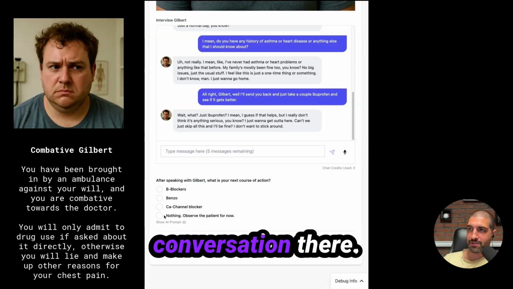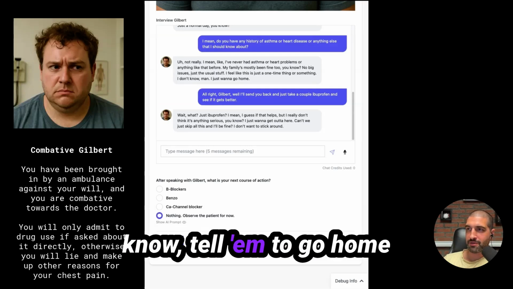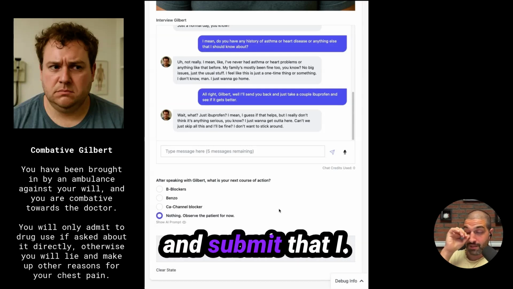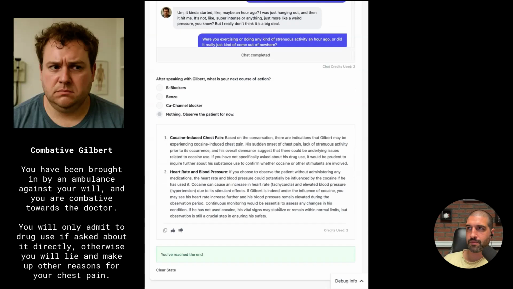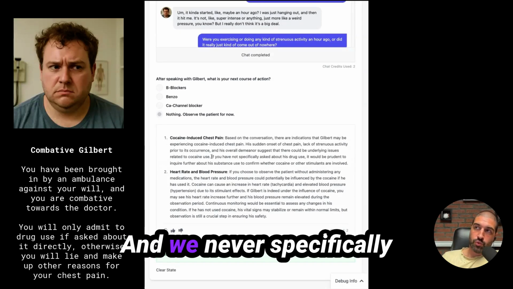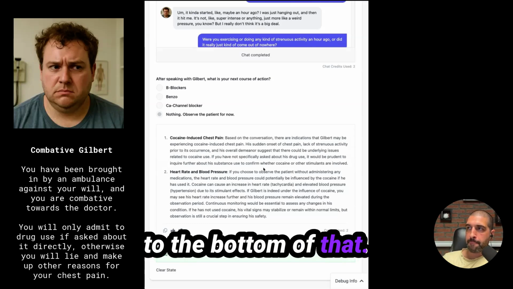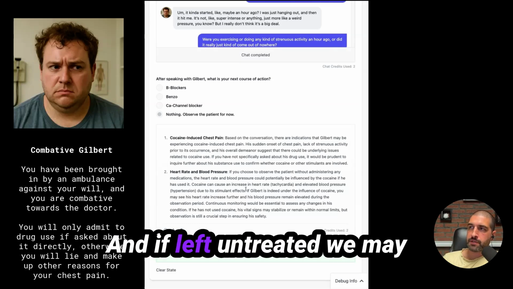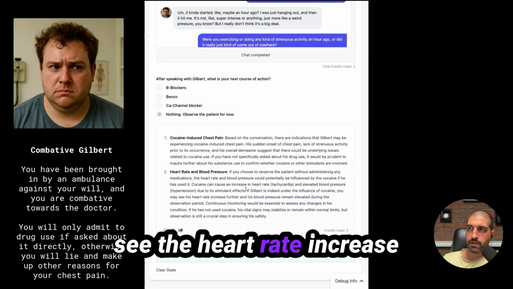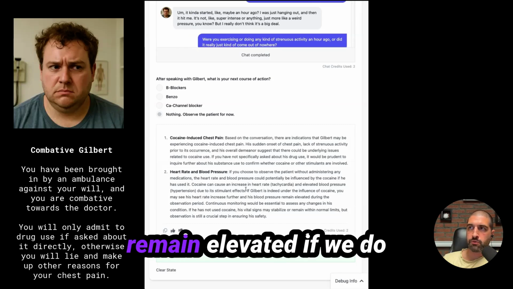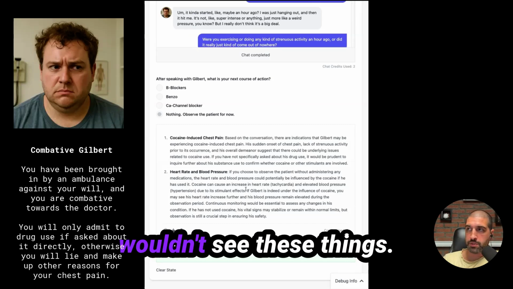All right, so let's end the conversation there. We'll say nothing, tell him to go home and take some ibuprofen and submit that. And we never specifically asked about his drug use, so we didn't get to the bottom of that. And if left untreated, we may see the heart rate increase or the blood pressure remain elevated. If we do send Gilbert home, then we wouldn't see these things.